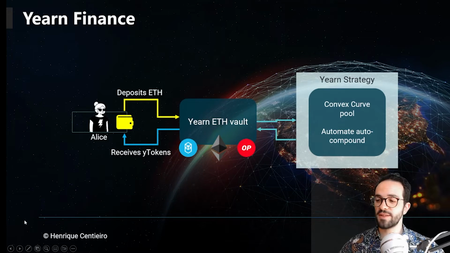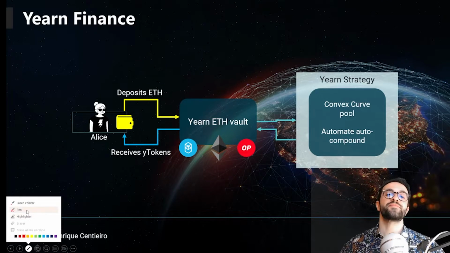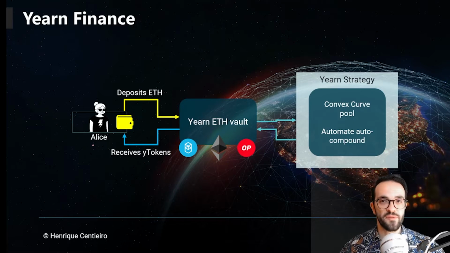So I made this small diagram just to show you that, let's say we have a liquidity provider or a yield farmer, whatever you want to call it, and Alice in this case is going to deposit ETH in a Yearn ETH vault. Yearn is compatible with different networks. We have here the logos of Fantom, Ethereum, and also Optimism. I think it is also compatible with Arbitrum. And when you deposit these ETH into Yearn, Yearn is going to automate a strategy. So you have different strategies that you can choose from.